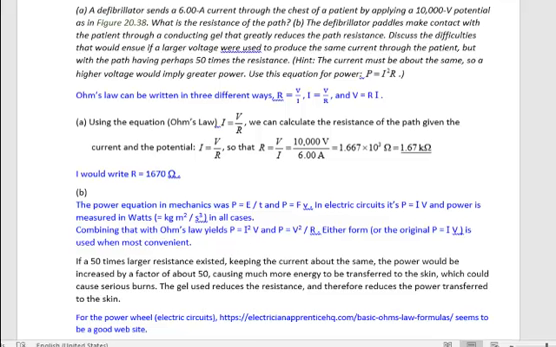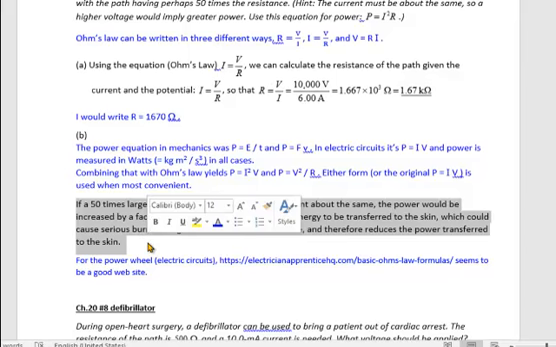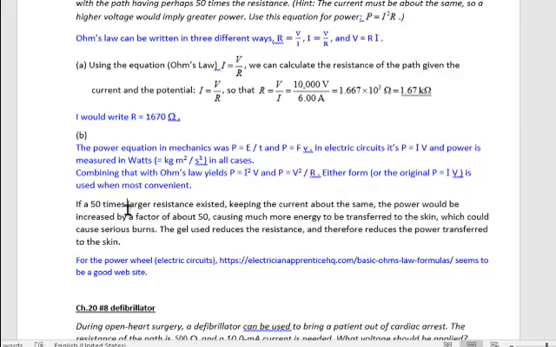And then there's a follow-up question. The defibrillator pedals make contact with the patient through a conducting gel that greatly reduces the path resistance. Discuss the difficulties that would ensue if a larger voltage were used to produce the same current to the patient, but with the path perhaps 50 times the resistance. And the answer to that, this is actually from the solution manual: you could get a serious burn if you didn't use that gel, because then you would have to really increase the voltage, increase the current, and yeah, you get a burn on the skin.